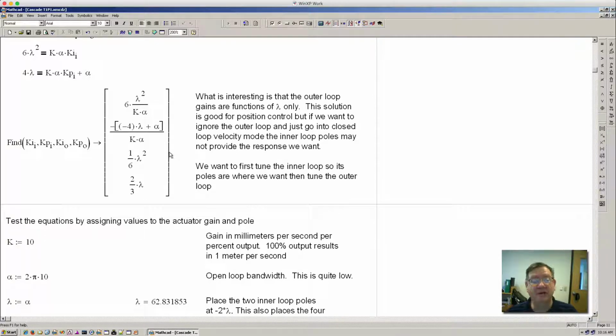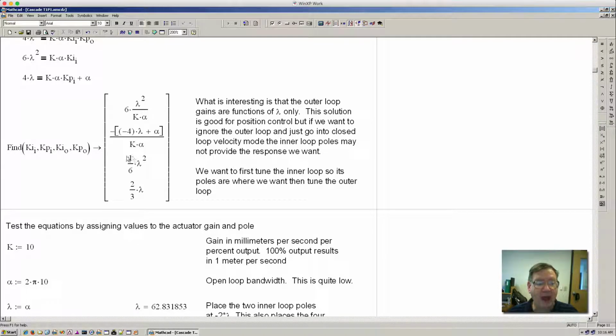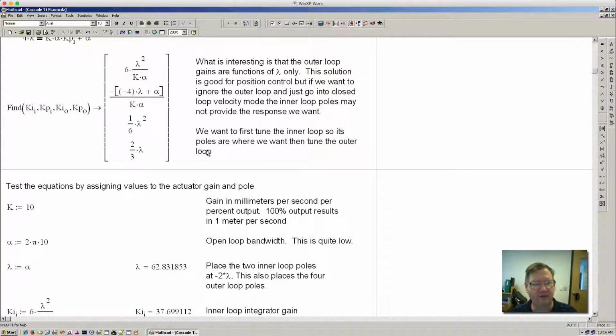What I want you to notice is that the outer loop gains are dependent upon lambda only. That's going to be significant in the other videos that I show, because if you're trying to tune this correctly, and you know the gain and the bandwidth or time constant for the open loop plant, then you should be able to calculate the gains directly, like what I'm doing now. The outer loop gains are really just dependent upon the bandwidth. You shouldn't have to hunt around for them.